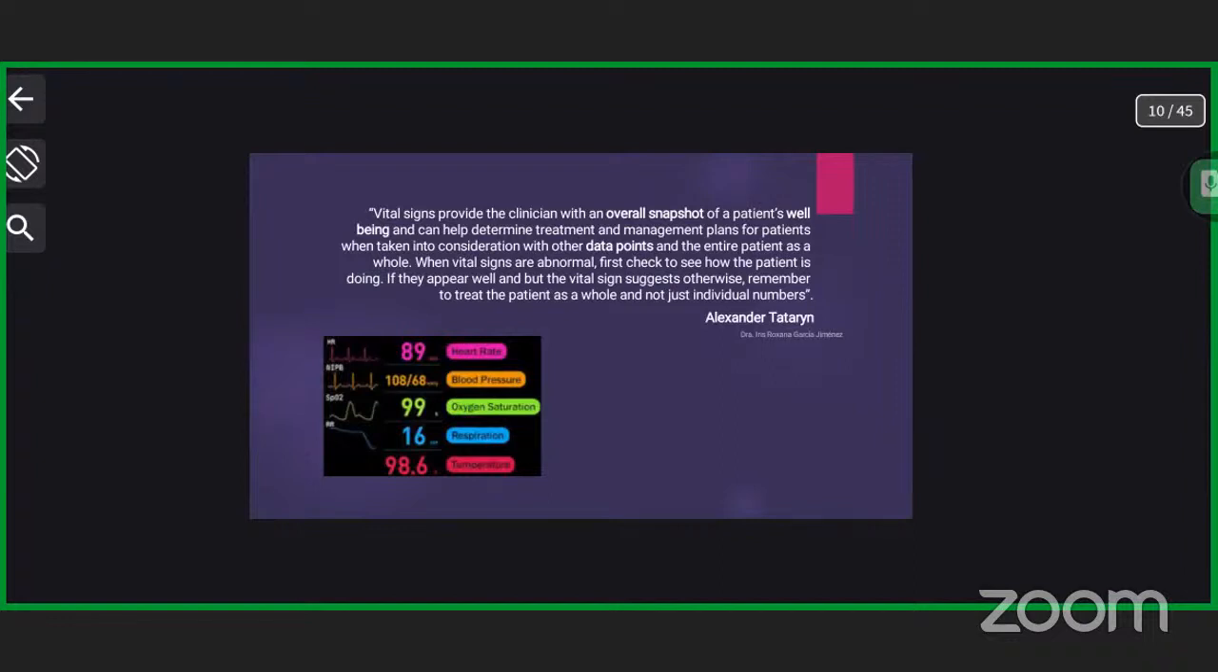Okay, vital signs provide the clinician with an overall snapshot of a patient's well-being and can help determine treatment and management plans for patients when taking into consideration other data points and the entire patient as a whole. When vital signs are abnormal, first check to see how the patient is doing. If they appear well but the vital signs suggest otherwise, remember to treat the patient as a whole and not just individual numbers. Thank you.